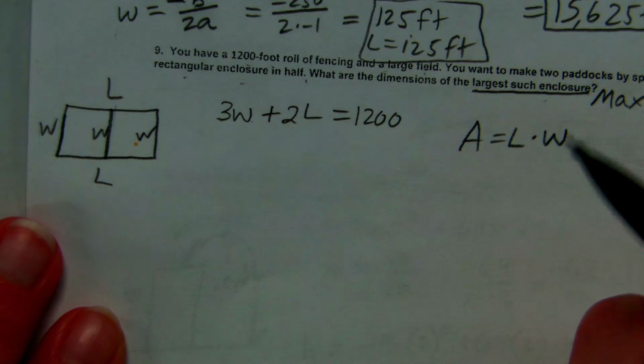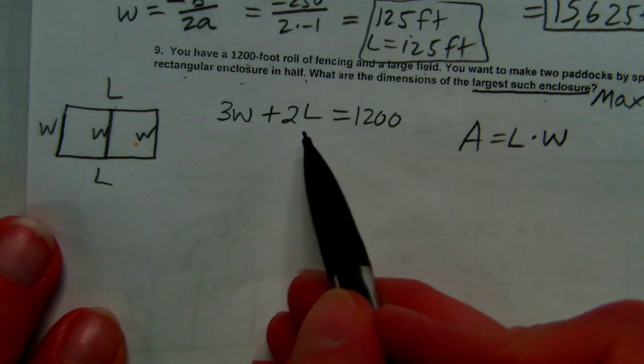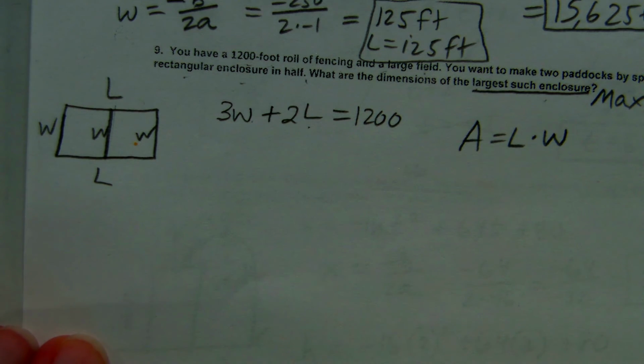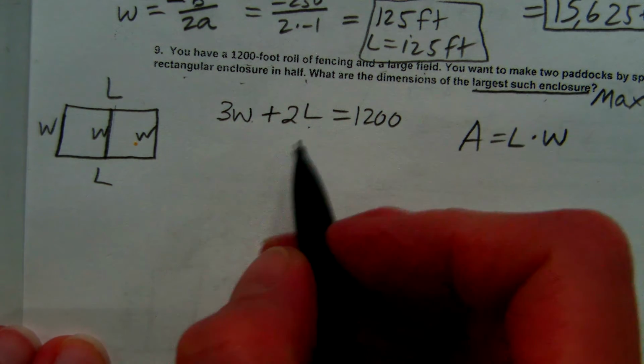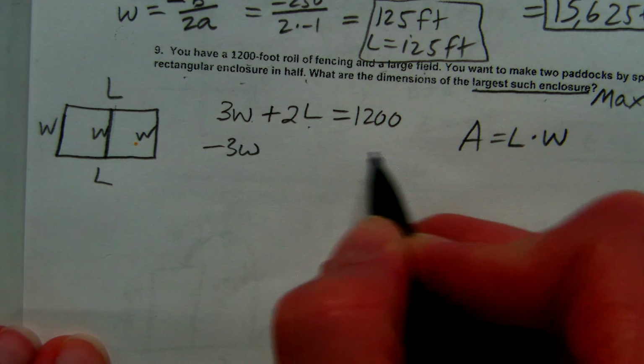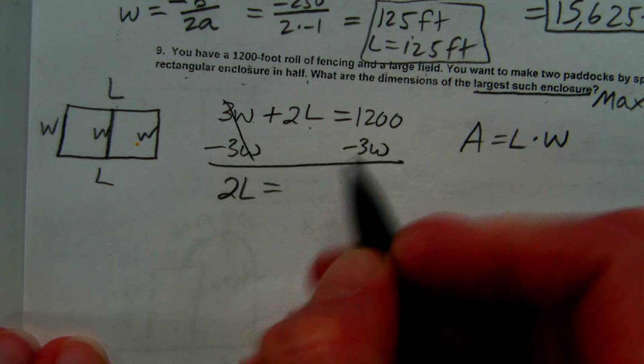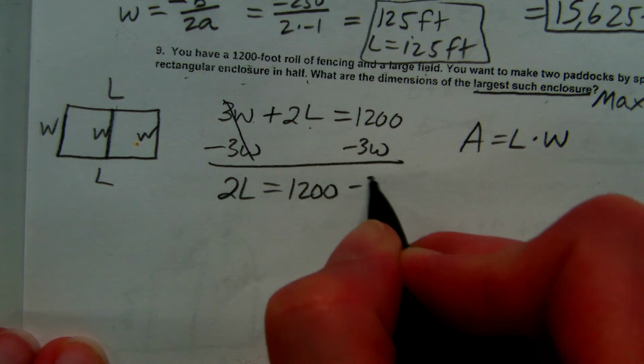Okay. So let's go ahead and solve, let's just say for the length again. Just to make this similar to the last problem, not change a whole lot of things. So we could subtract the 3 widths off both sides. We'd have 2 lengths equals 1,200 minus 3W.